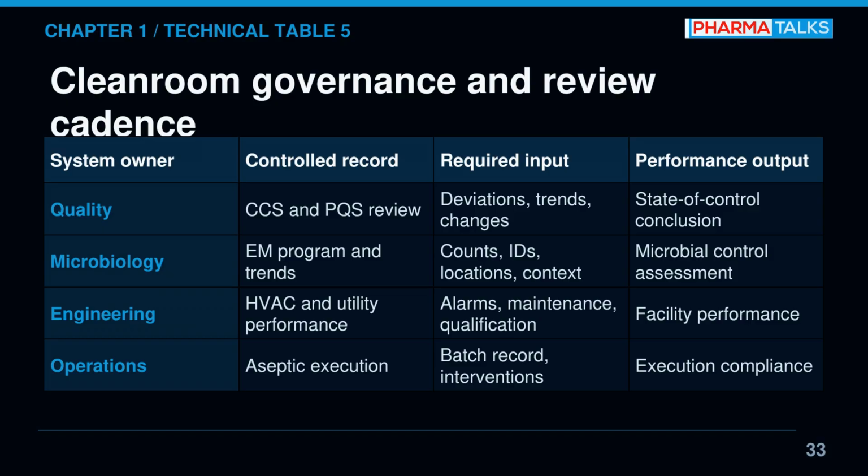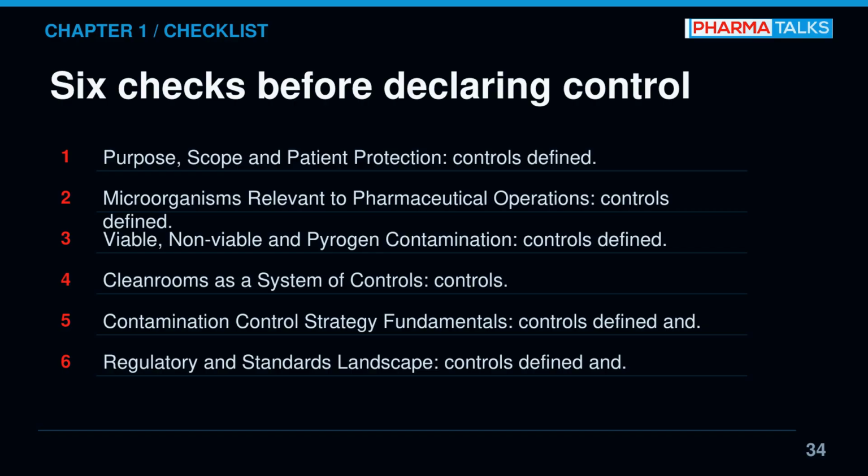Cleanroom governance and review cadence. This table clarifies system ownership, controlled records, required review inputs, and expected performance outputs. Quality, microbiology, engineering, operations, and validation should bring their data together within a coordinated review cycle. The review cadence should match risk and the speed of change, while important signals should be escalated immediately rather than waiting for the next scheduled meeting.